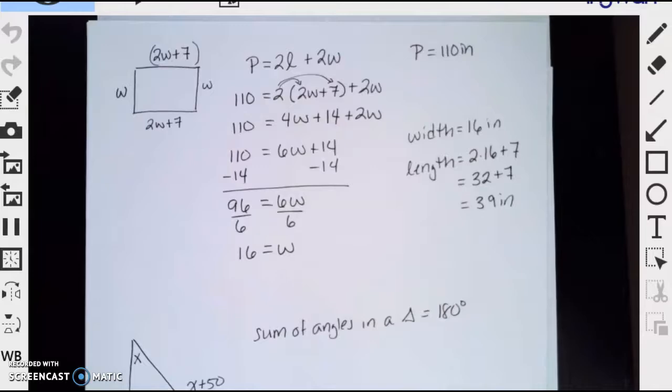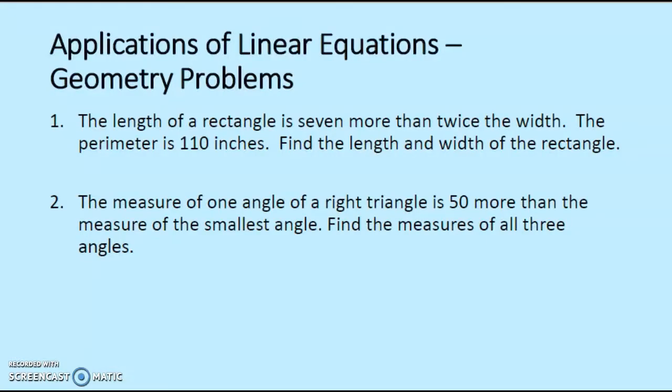All right, let's take a look at the second example. For the second example, we were told the measure of one angle of a right triangle is 50 more than the measure of the smallest angle. Find the measures of all 3 angles. All right, so in this problem, we have to use some prior knowledge about the sum of the angles of a triangle.